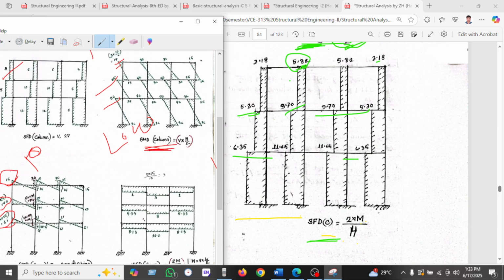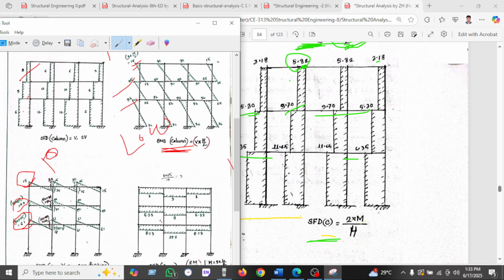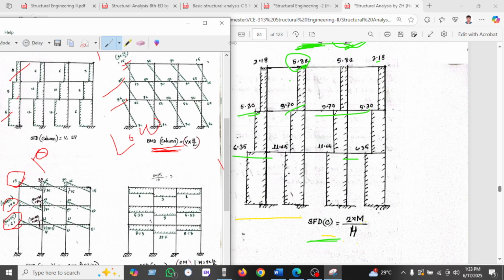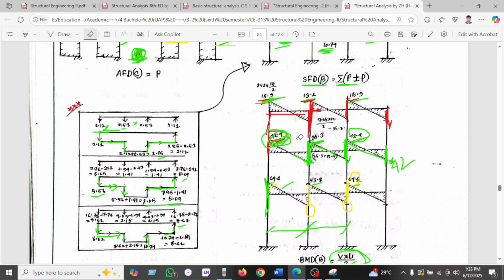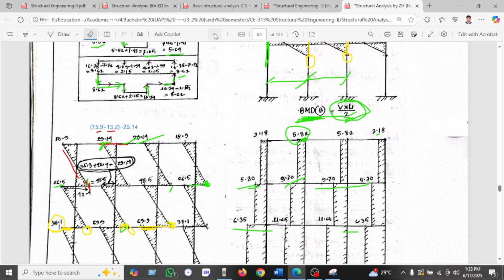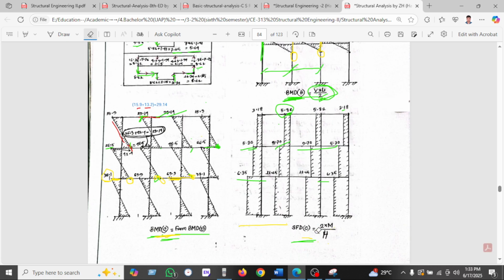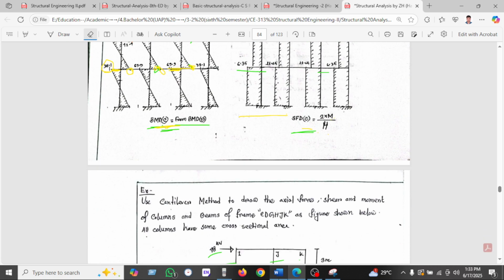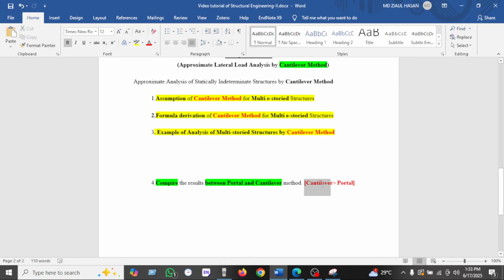This is 3, 5, and 6, and we have shown here 3.8 and 5.36 and 3.6. So we can see the cantilever method gives greater values for the shear force also. That's why I have written that the cantilever method value is greater than the portal method value.